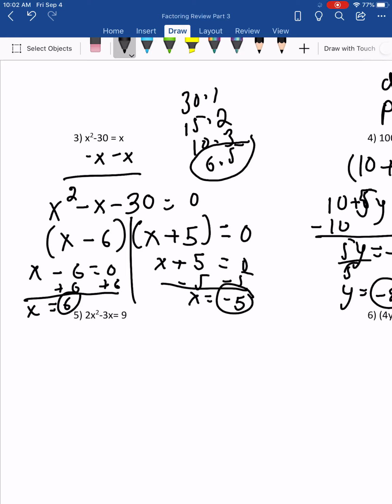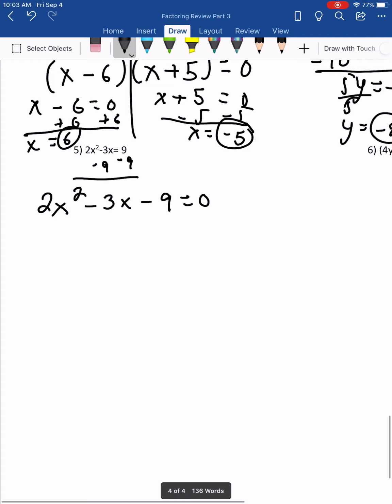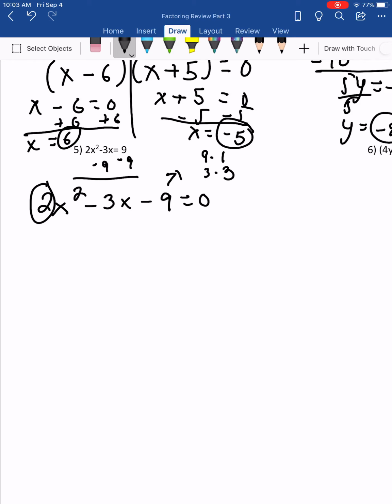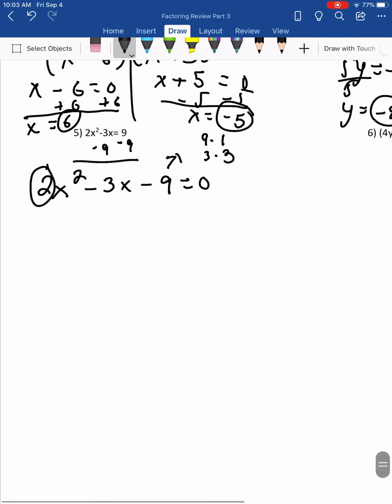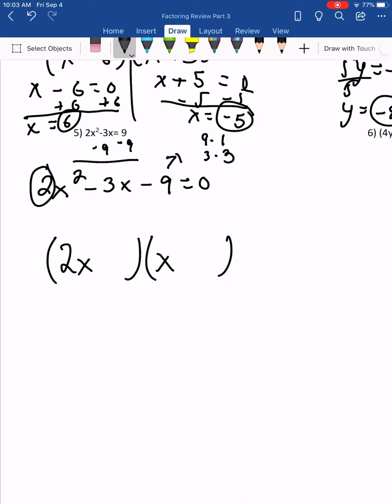So number 6 is not set equal to 0, so we're going to need to subtract 9 from both sides. So that's 2x squared minus 3x minus 9 equals 0. Okay, so factoring this one is a little more complex. We're going to look at the factors of 9, which is either 9 and 1 or 3 and 3. And of course, we have a 2x squared over here. So our factors are going to begin with 2x and x instead of just x and x.